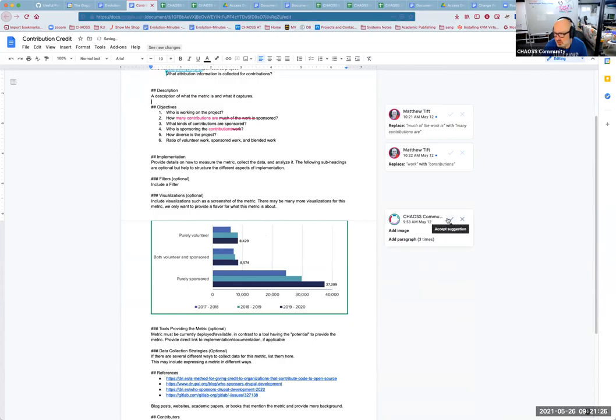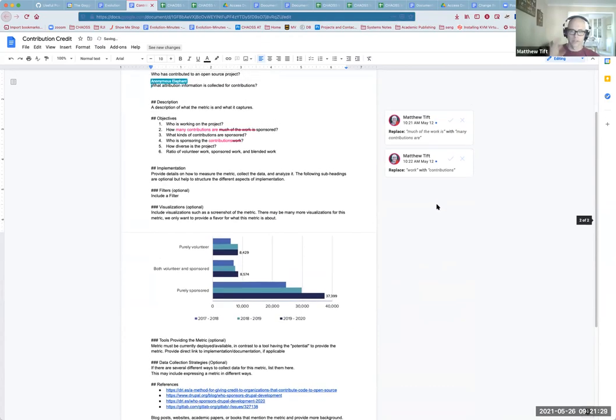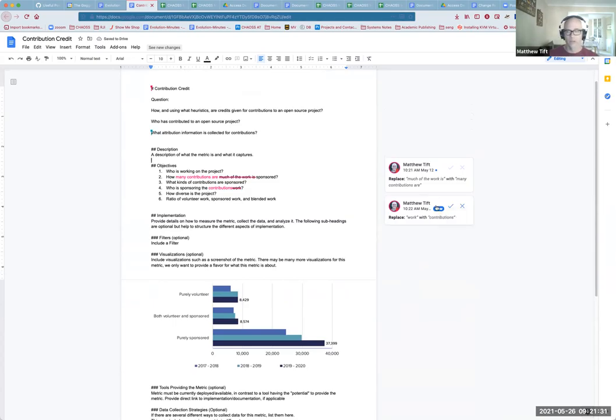In other words, the last one didn't specifically talk about individual versus organization or volunteer versus sponsored. Those to me seem like some of the key aspects of this metric. Yeah. And I like the language of sponsored. So, how and using what heuristics are credits given for contributions to, and is credit given sounds right to me. Am I getting hung up?